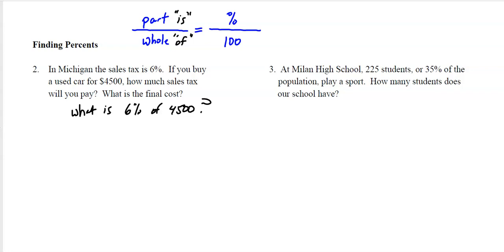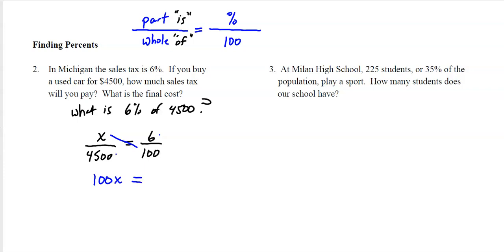So I could use this proportion. I don't know my part, that's the tax. I do know the total of the car is 4,500. And then the percent is 6 over 100. That always goes there. These are the three things that could change depending on the problem. The 100 is always going to be there. But then I cross multiply. I get 100x equals, what's that?